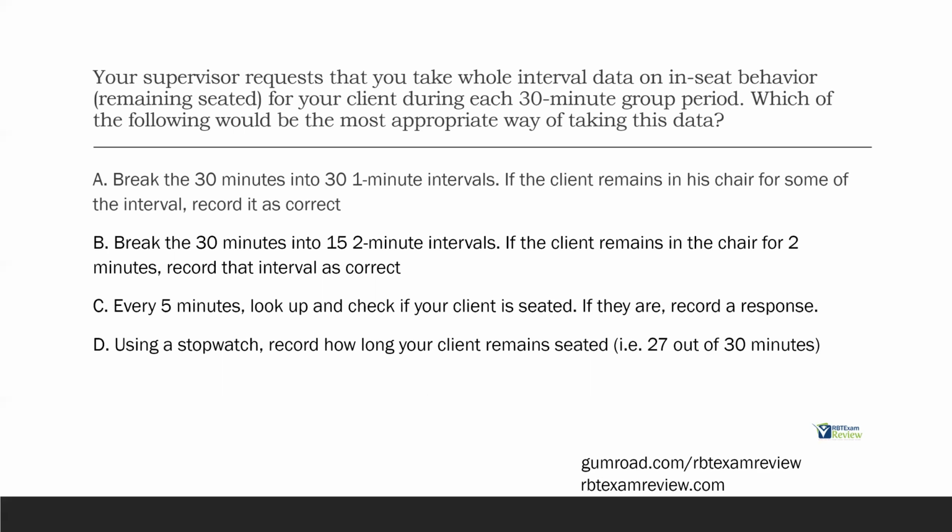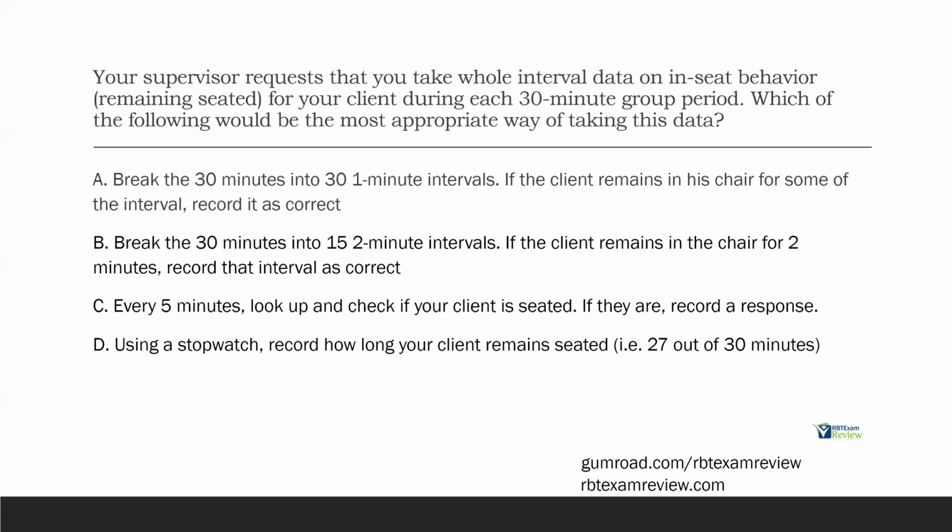C, every 5 minutes, look up and check if your client is seated. If they are, record a response. What kind of discontinuous measurement is this? This, of course, is momentary time sampling, right? At the end of an interval, we look up, is the behavior occurring? Is it not? Okay, not what we're looking for though. We need whole interval data. And then D, using a stopwatch, record how long your client remains seated, 27 out of 30 minutes. D is strictly some sort of duration measurement, right?